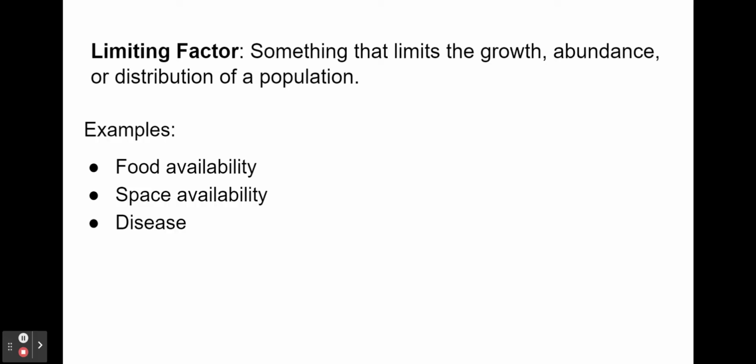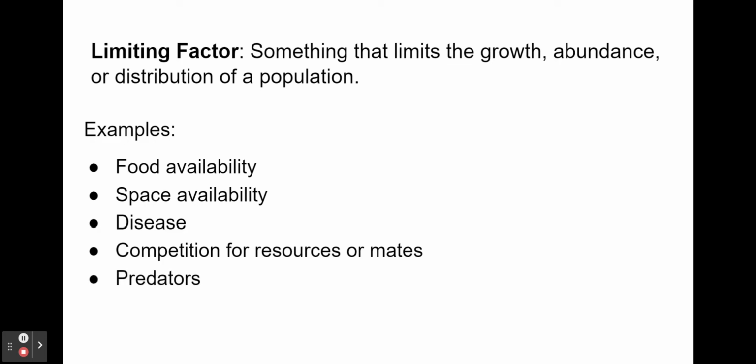Disease. If a population is really abundant, it may actually experience higher rates of disease because there are more hosts for the disease to travel through and spread through. Competition for resources or mates. If a population is really small, it might actually not have a lot of mates. As the population grows bigger, it might have more mates available. But as the population grows bigger, it's also going to start competing for resources more fiercely.